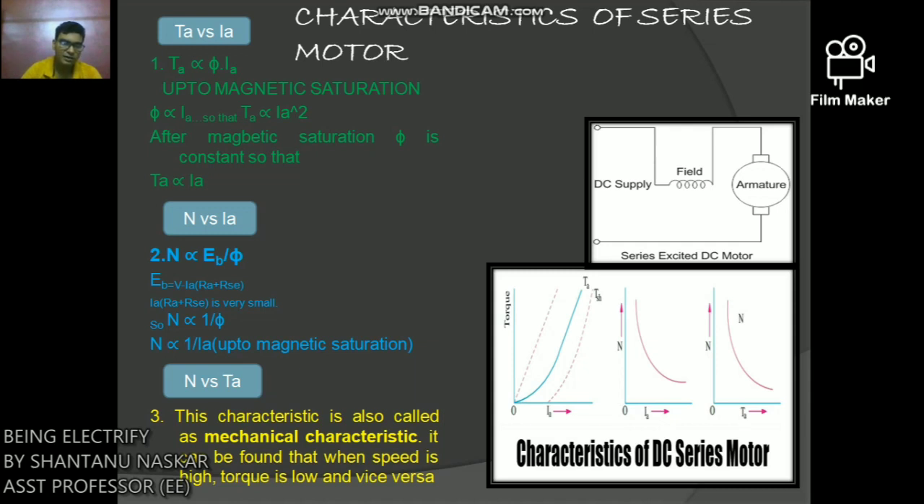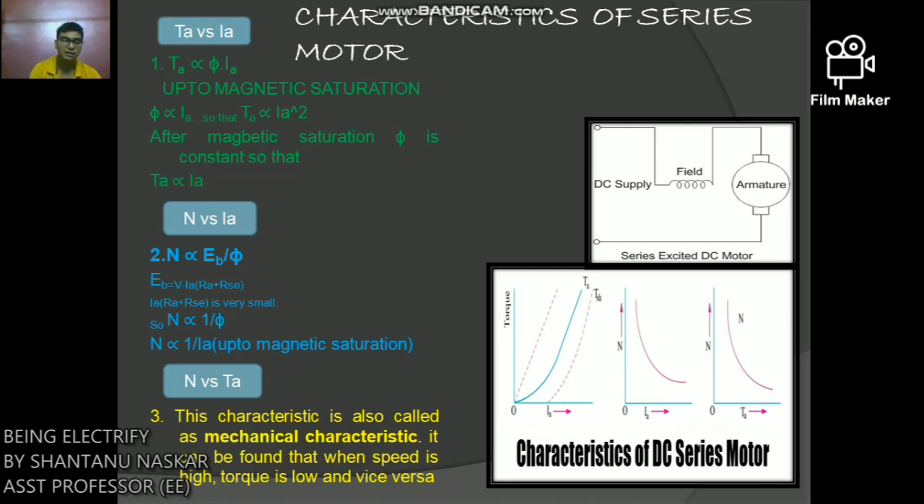The speed versus torque characteristic of a series motor is shown in this figure. It is clear that a series motor develops high torque at low speed and vice versa. It is because an increase in torque requires an increase in armature current, which is also the field current. The result is that the flux is strengthened, hence the speed drops, since N is proportional to 1 by phi. The reverse happens should the torque be low.